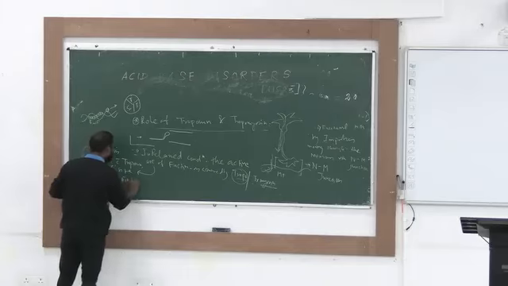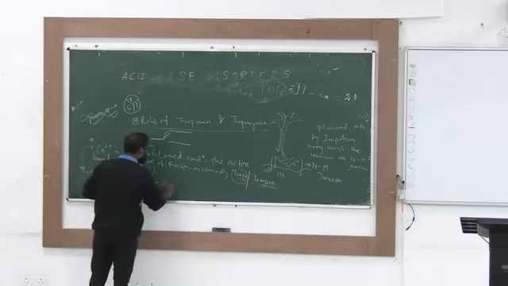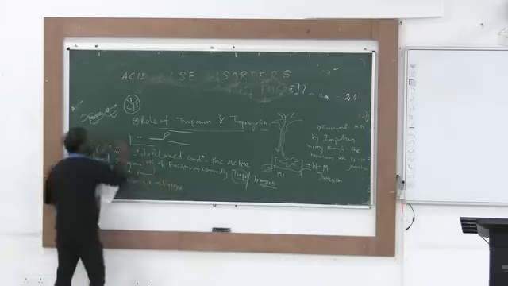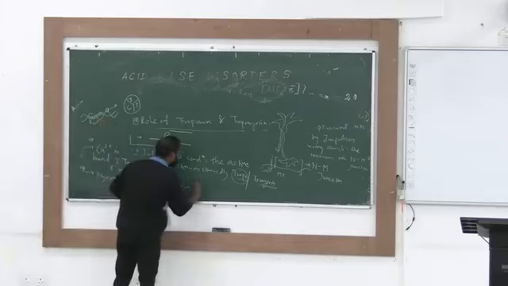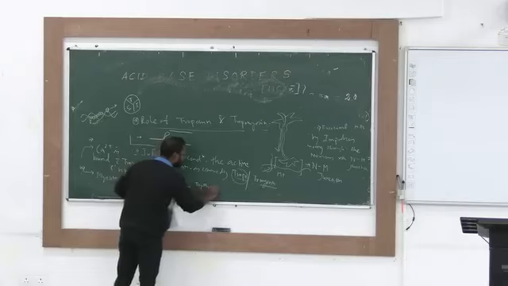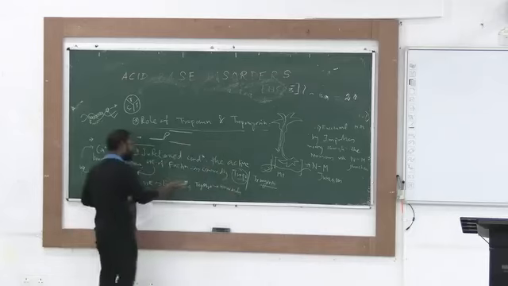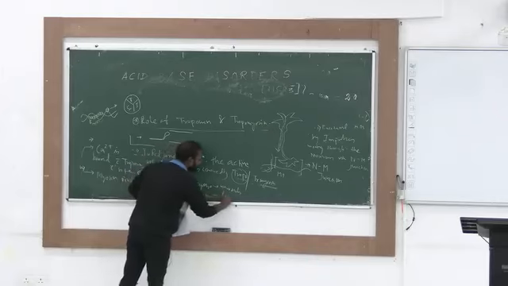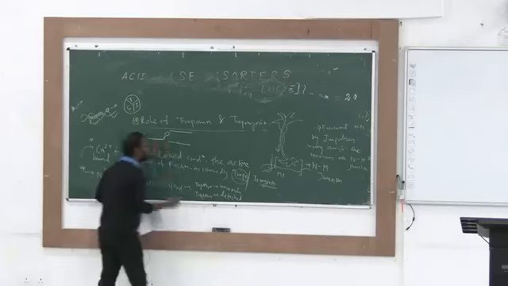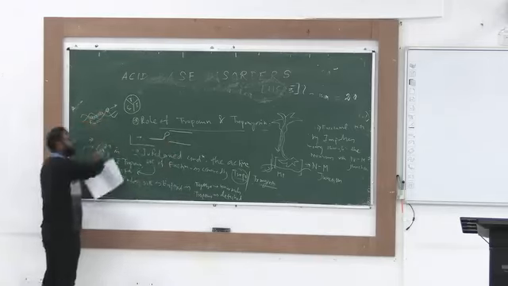Myosin binding site is exposed. Exposed as tropomyosin unwinds, and troponin gets detached. So the place that troponin had blocked, it got detached, and tropomyosin gets unwound.